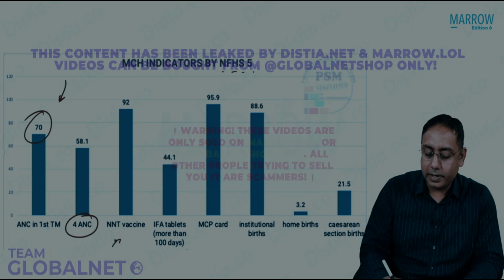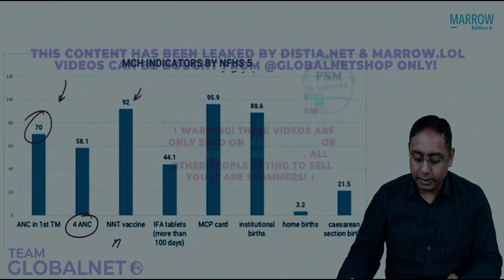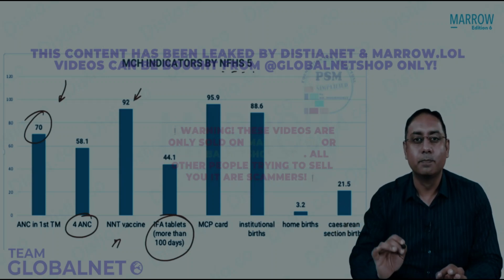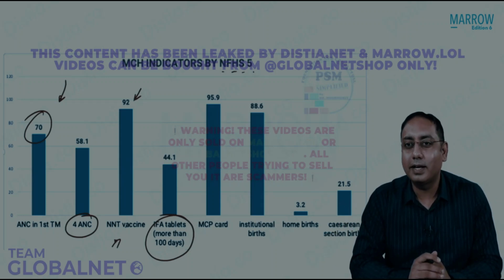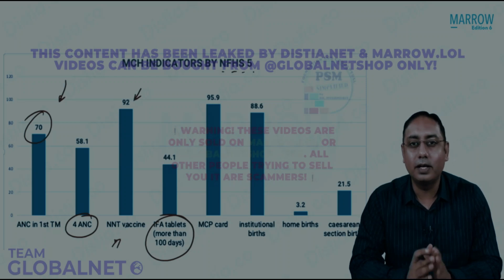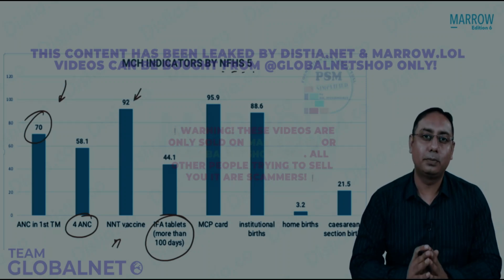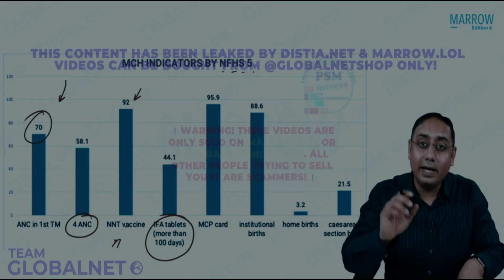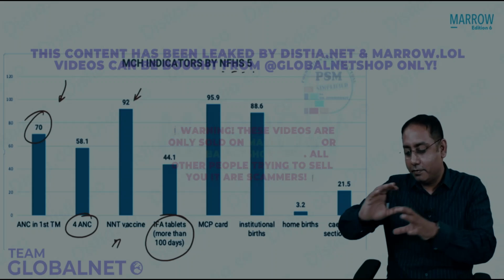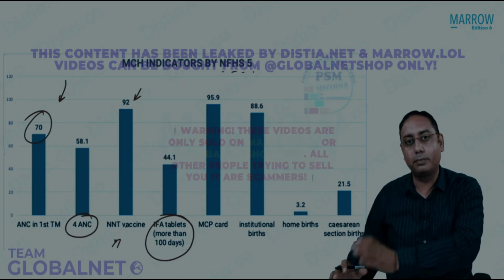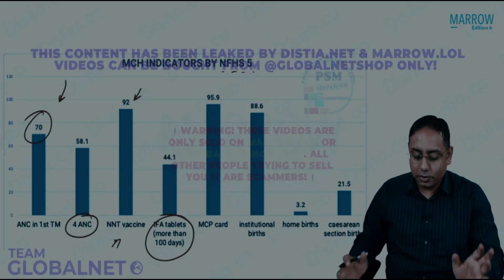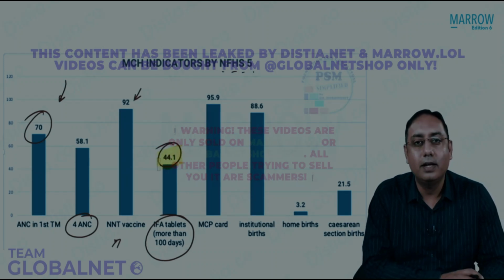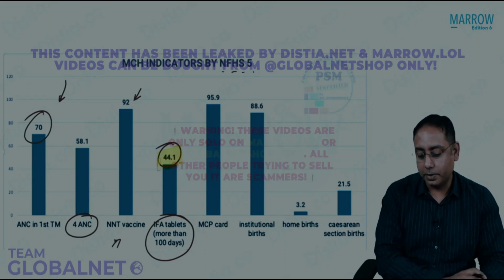The neonatal tetanus vaccine coverage was very nice, about 92%. The IFA tablets taken for more than 100 days. For how many days should a female take iron folic acid tablets? Please note, IFA tablets under the Anemia Mukt Bharat should be started from the second trimester onwards. The female should be taking them for 180 days during pregnancy and 180 days after pregnancy during lactation. But can you believe that the number of females who are actually taking IFA tablets is very low, 44%.